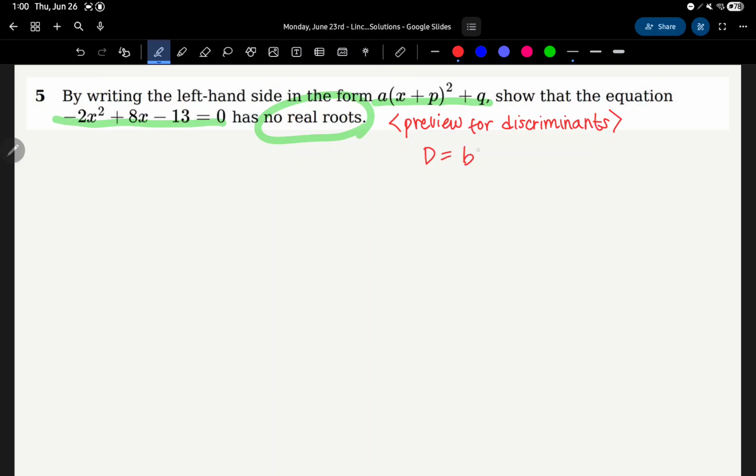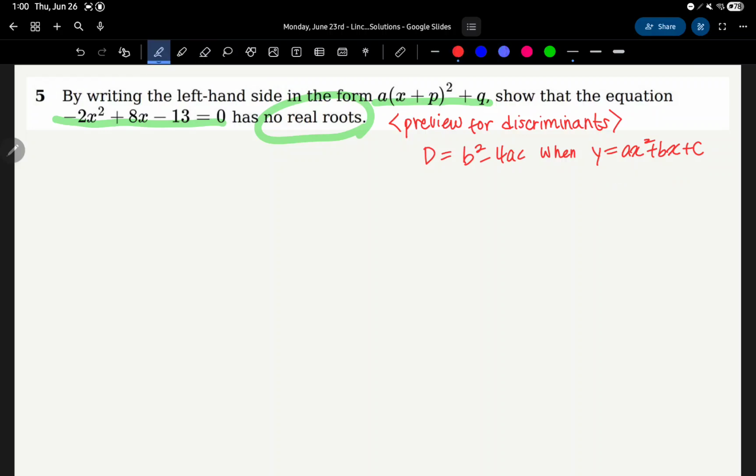So the formula was D is equal to, D stands for discriminant. D is equal to B squared minus 4AC when we're talking about y is equal to Ax squared plus Bx plus C. So the B and the A and the C come from this function.